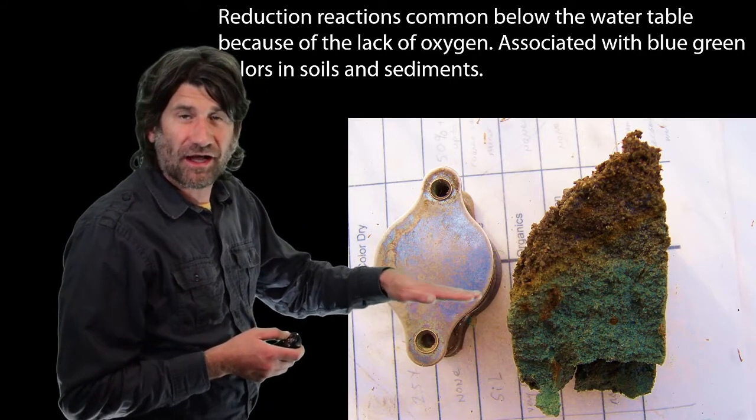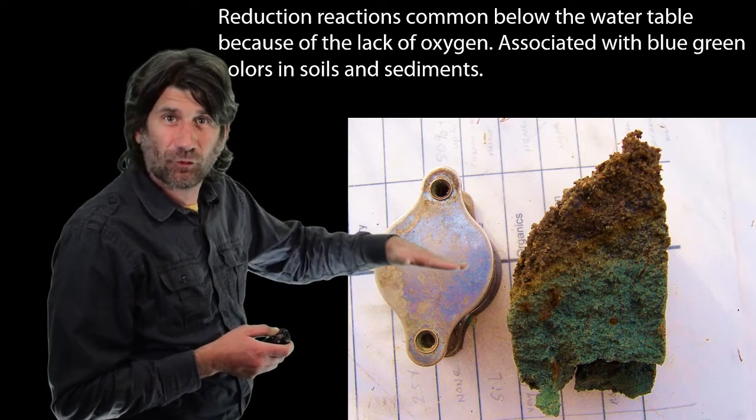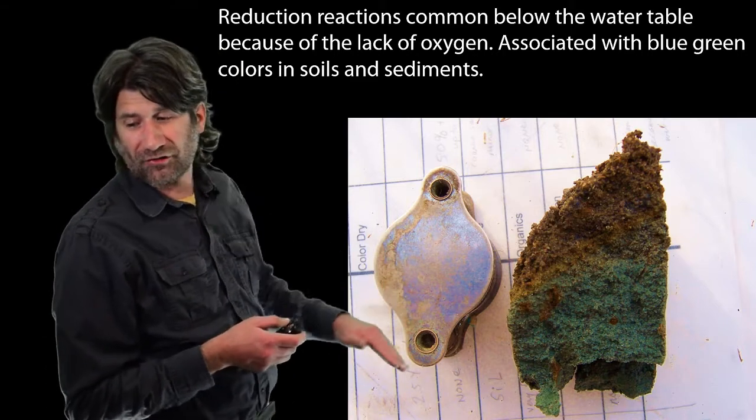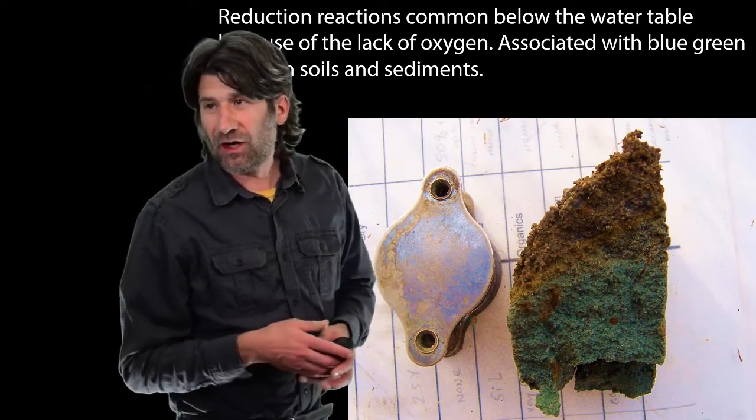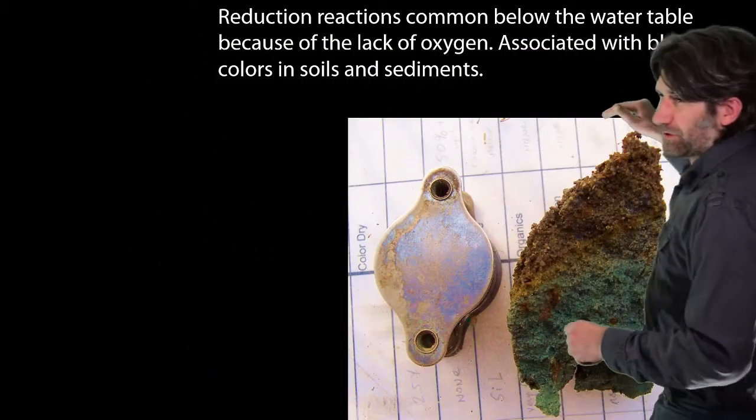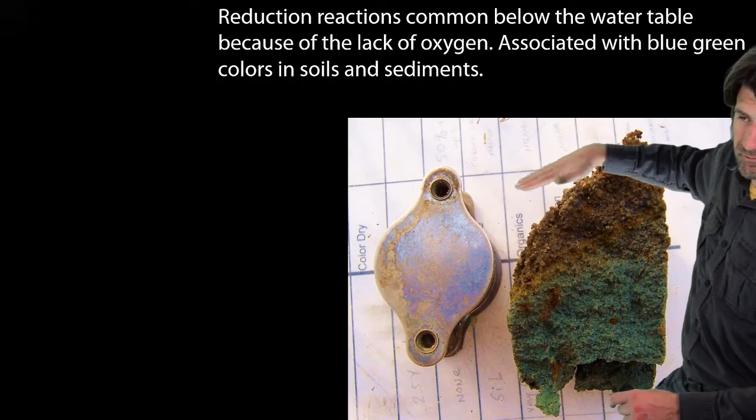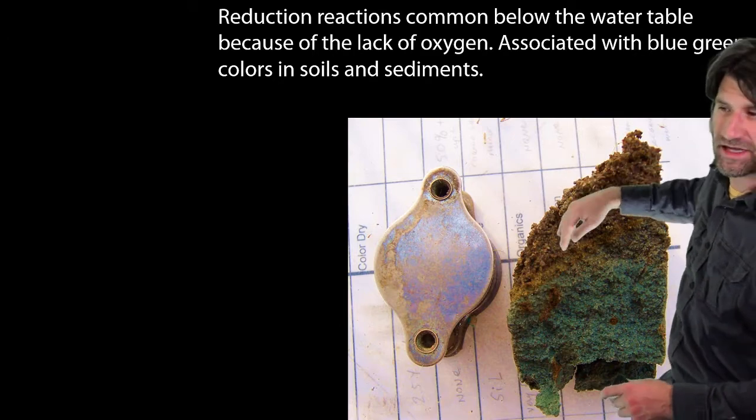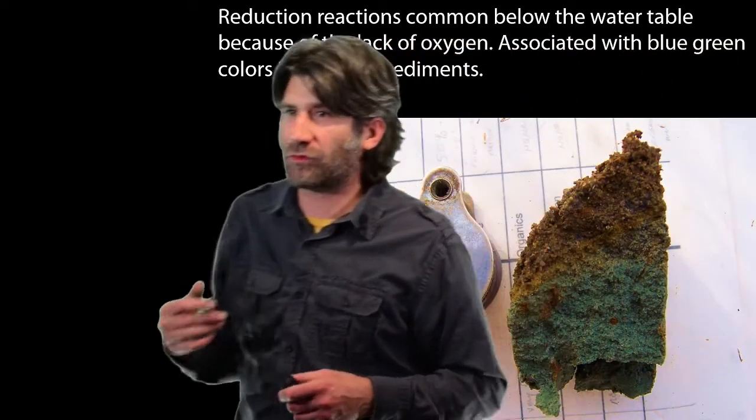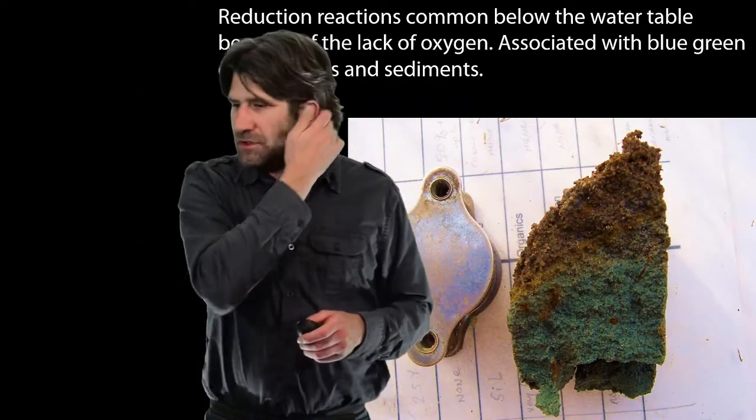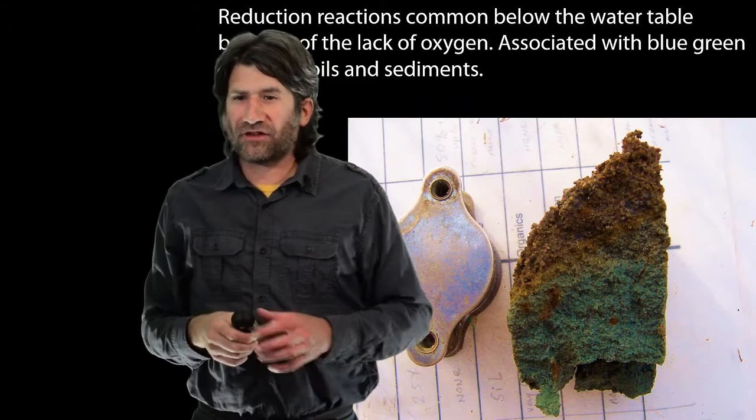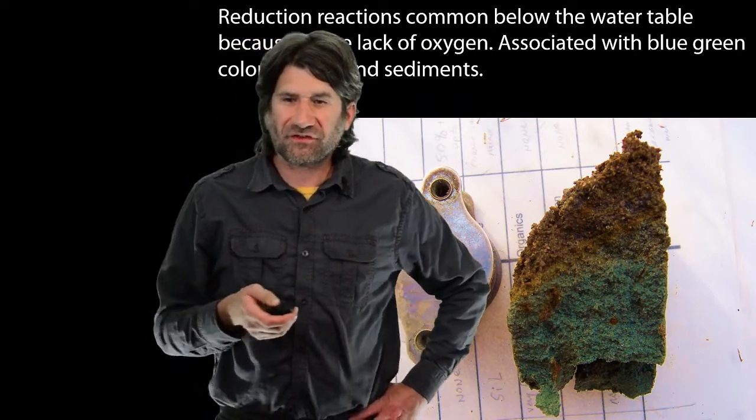And we have iron in its reduced state, which gives us that really cool blue-green color. We call these gley colors. And then above it, up top here, we were above the water table and we had oxidation, and we get those red colors. Okay, so that's oxidation versus reduction.